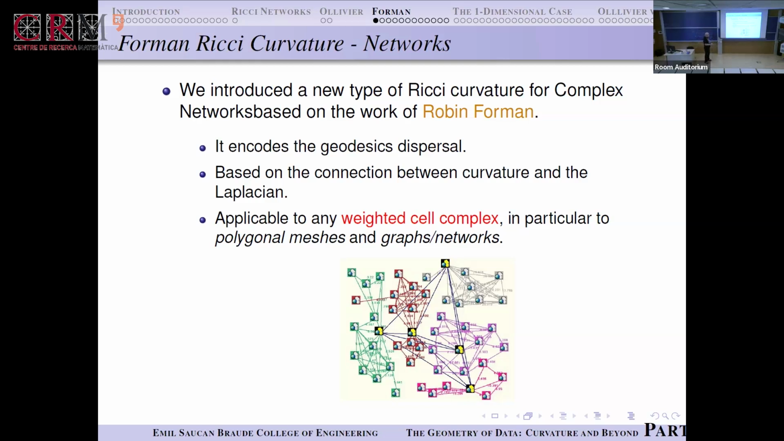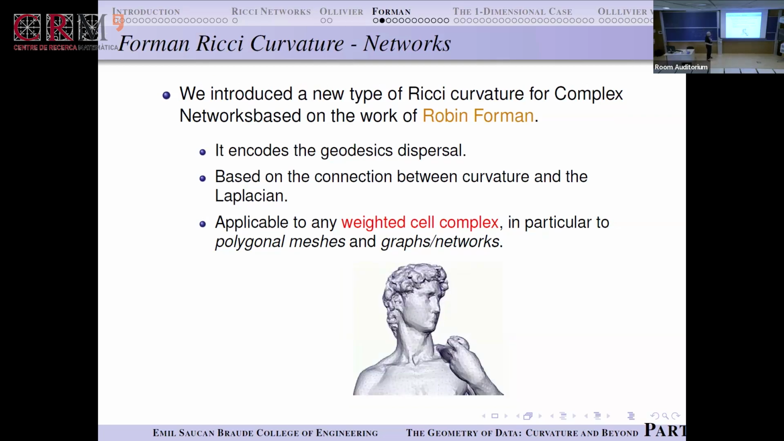Why? Because it was devised from the beginning for weighted cell complexes, I should say CW complexes. It's easier to see how it works, in theory at least, for combinatorial ones with Olivier, but with the weights it's hard. Here they use some probabilistic distribution. But this is ready-made for weighted CW complexes. This is a class of objects that includes polygonal meshes and graphs and networks. So this is an example of a graph or a network of computers, with some weights on the edges, throughput, intensity, connection, whatever. And there are also polygonal meshes.